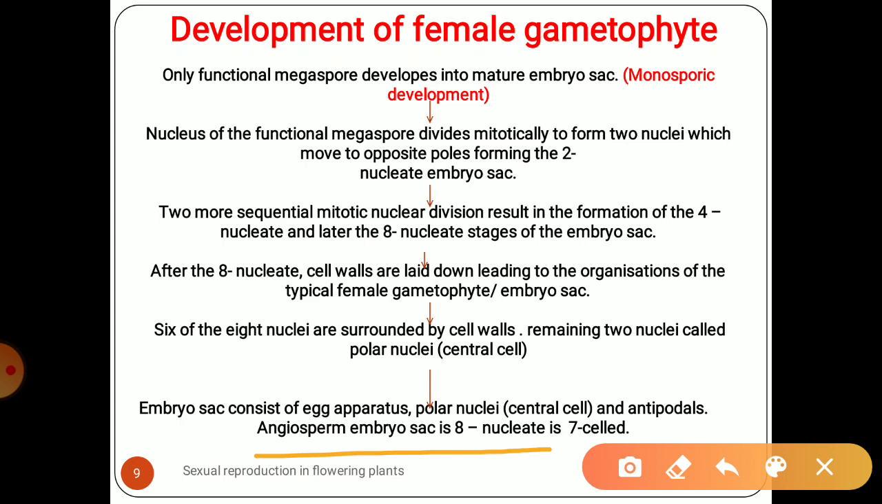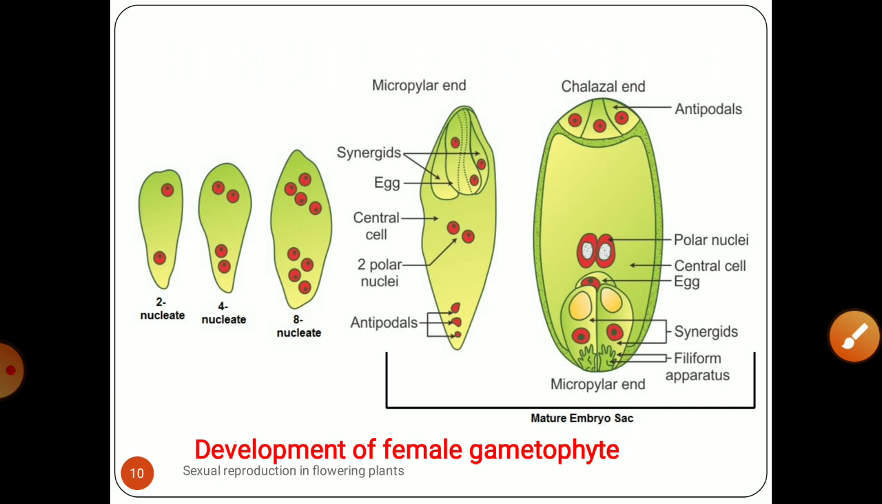Why do we call it so? It is very easy to understand. For 8 nucleate, if you start counting nuclei, you will find antipodals, here we can count 1, 2 and 3. Towards the micropylar end, again 1, 2, 3, that is 6. Then 2 nuclei are in the center, 7, 8. So it is 8 nucleate. It is clear.